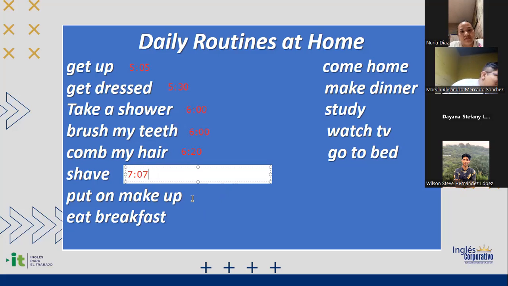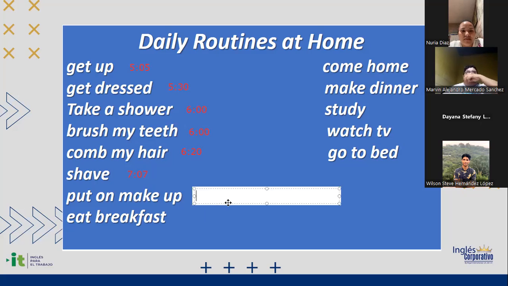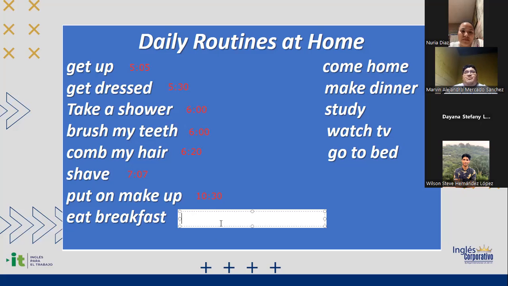Nuria, what time do you put on makeup? 10:30. 10:30, right? Nuria puts on makeup at 10:30, right? Okay, good. Who's next? William. Yes, William. What time do you eat breakfast? I eat breakfast at 6 o'clock. 6 o'clock. So William eats breakfast at 6 o'clock a.m.